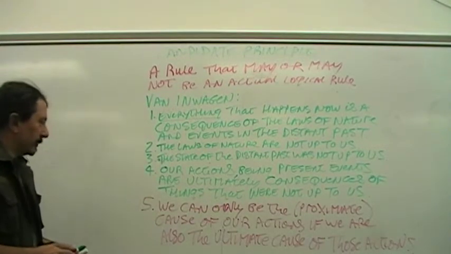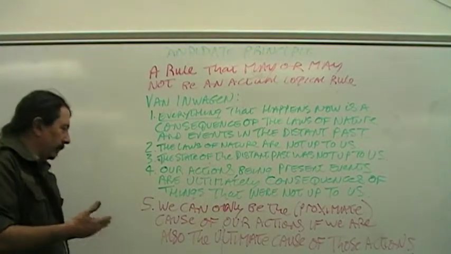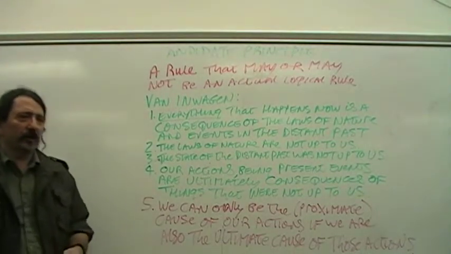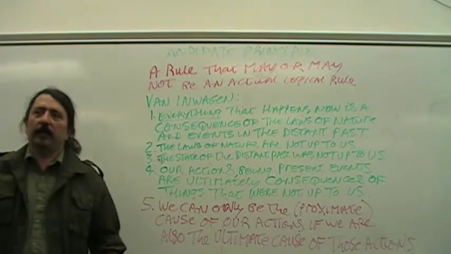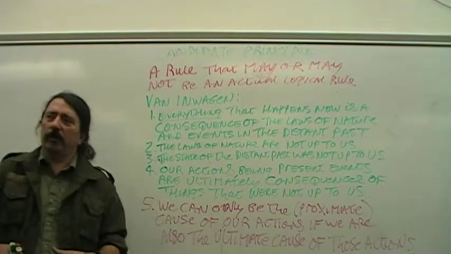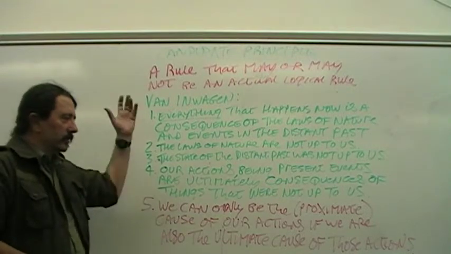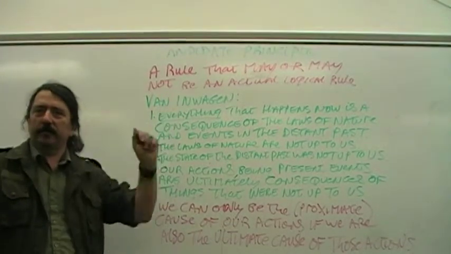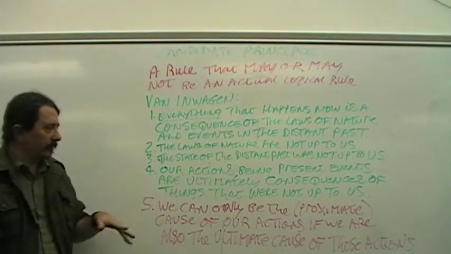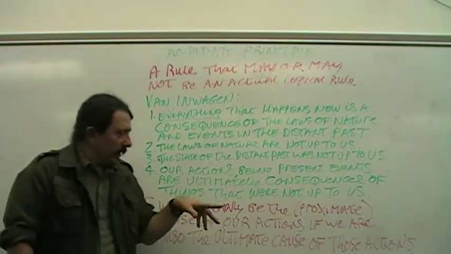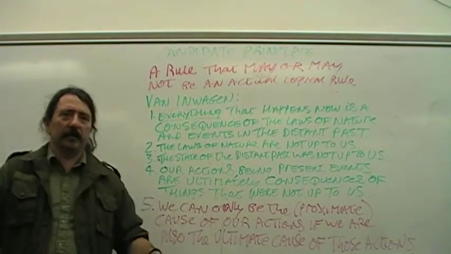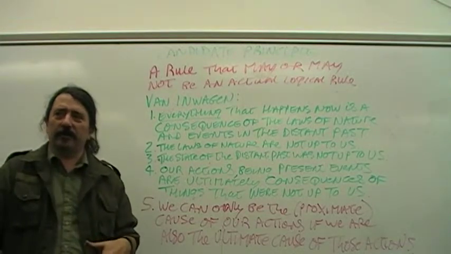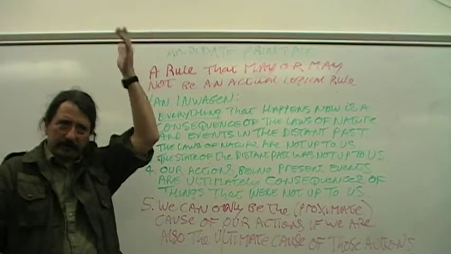We can only be the proximate cause of our own actions if we are also the ultimate cause of those actions. That is, our actions can only be consequences of us if those actions are also ultimately consequences of stuff that was up to us. Let me see if I can say that coherently. Our actions are only up to us if they are ultimately consequences of things that were up to us.